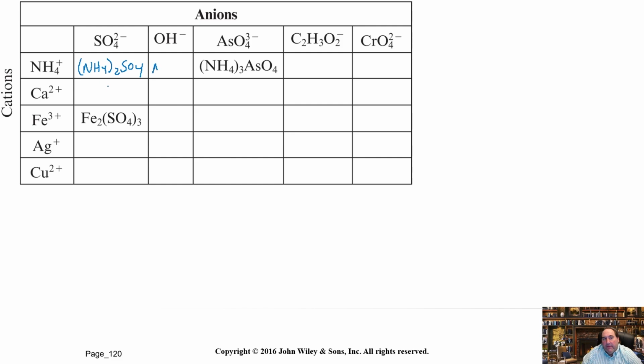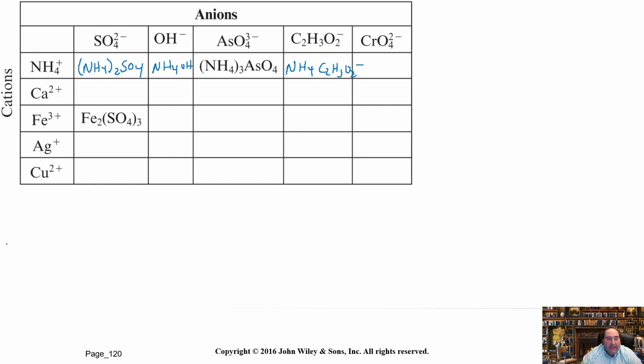+1 and -1 means we just need 1 of each of those. No parentheses actually needed. The one they filled in, that's +1 and -3. So we need 3 of those. So once again, we see the parentheses and 3. -1 and +1, once again, do not need parentheses. Just need 1 of each of them.